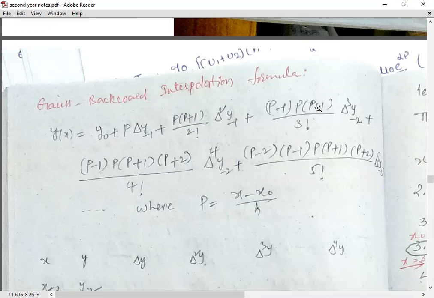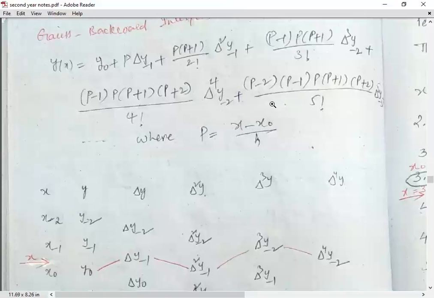In the next term, p minus 1, p plus 1 will be written as it is. And together we get p plus 2. So we see here p minus 1, p plus 1, p plus 2 by 4 factorial delta power 4 y minus 2. And in the next term, the entire term will be repeated. So the next term is p minus 2, p minus 1, p plus 1, p plus 2 by 5 factorial delta power 5 y minus 2.